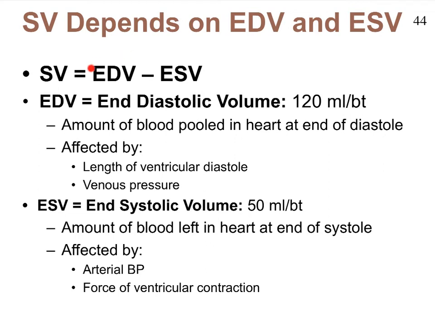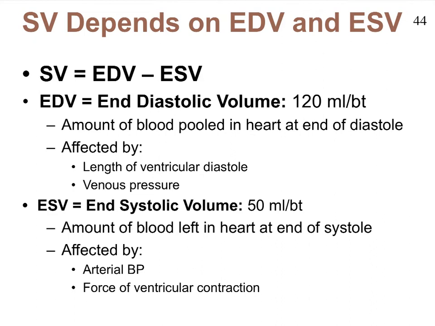So stroke volume is the difference between these two numbers. And again, try to think about this rationally and logically when you're taking tests and you're nervous and you might think, oh, I've forgotten my formulas. Remember, end diastolic volume will always be higher than end systolic volume. The amount of blood in the heart at the end of relaxation will pretty much be the maximum amount of blood in the heart at all times.